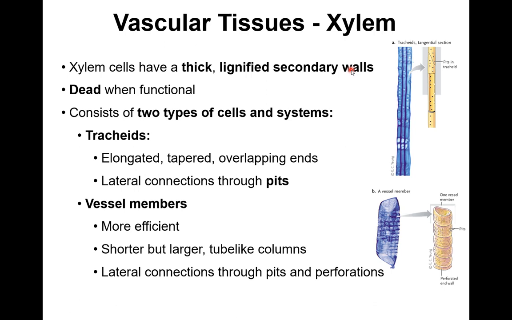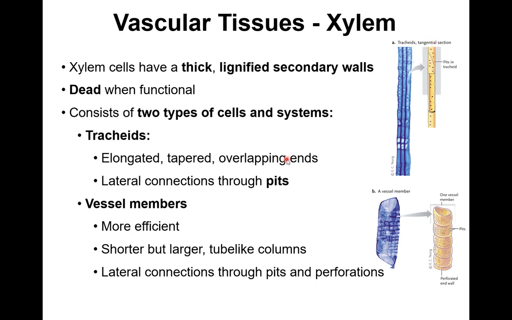Now there are two types of cells and therefore xylem systems. There are tracheids. In this case, the cells are narrower, and the connection between them is tapered, so it's not perfectly straight. It's tapered like this. These cells have pits in between them and also sideways, so they allow for the movement of the fluid also laterally here.